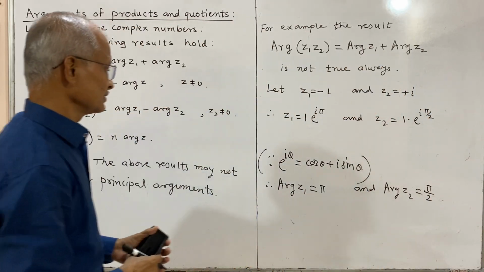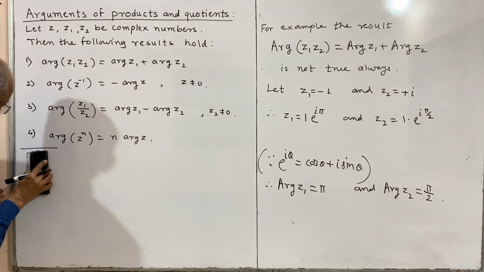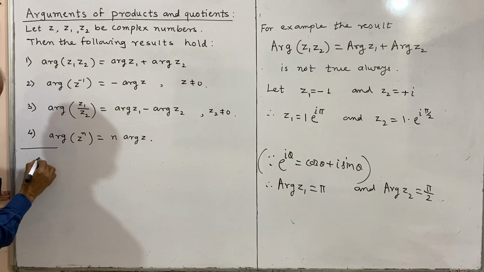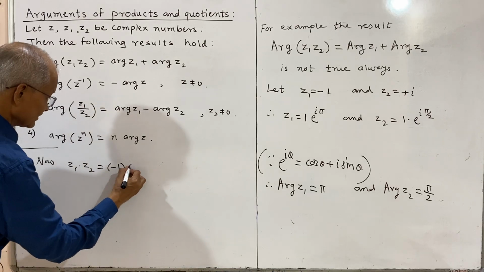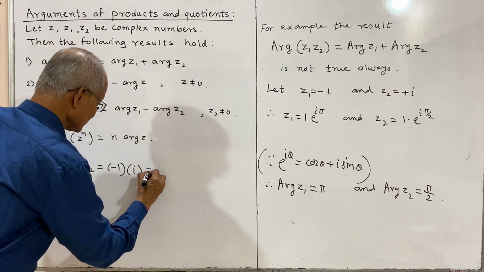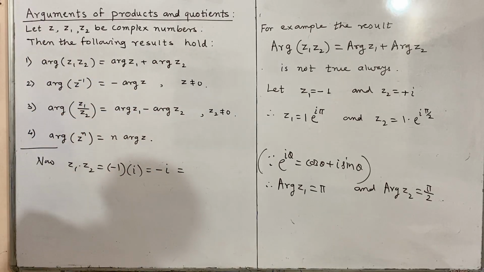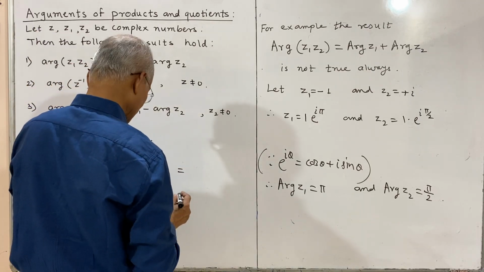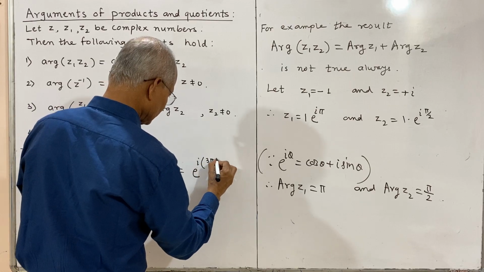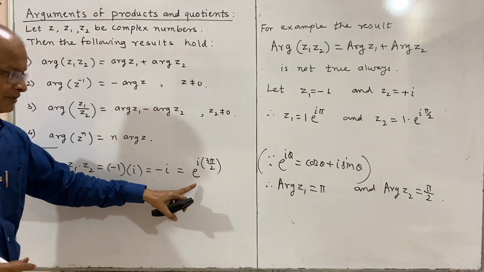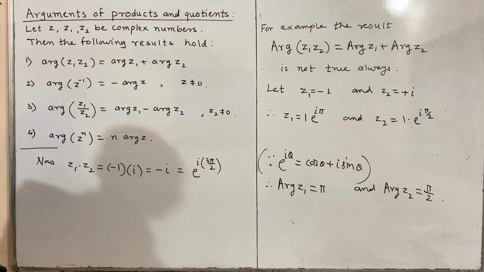Now we shall take their product z1 z2. z1 is -1 and z2 is i, so the product is -i, and this -i is written in exponential form as e power i into 3 pi by 2. Cos 3 pi by 2 is 0 and sin 3 pi by 2 is -1, so using this formula, this is the expression.